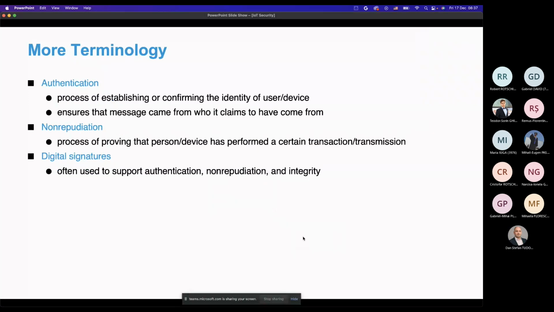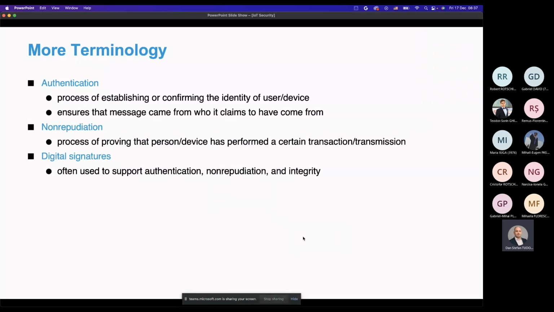So, more terminology on the topic. You have authentication, of course, that refers to the process of establishing or confirming the identity of a user or a device. It's ensuring that a message actually comes from who it claims to have come from.